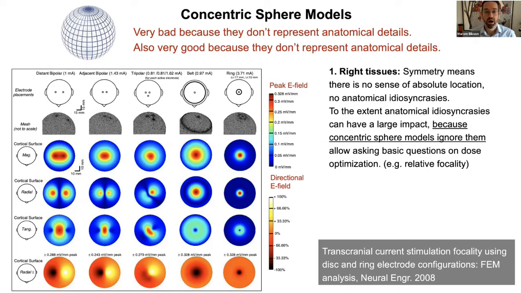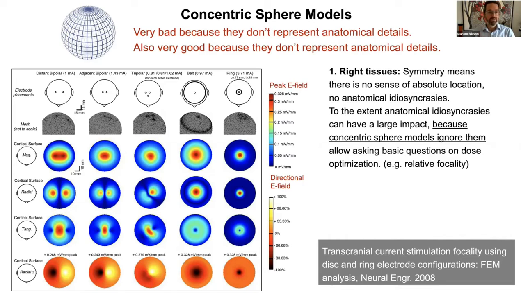So as far as this first issue of the right tissues, again, having spheres removes all the detail that we know to be so important about head anatomy. But because it does that, I think spheres are, and continue to be, very valuable tools in addressing certain questions.